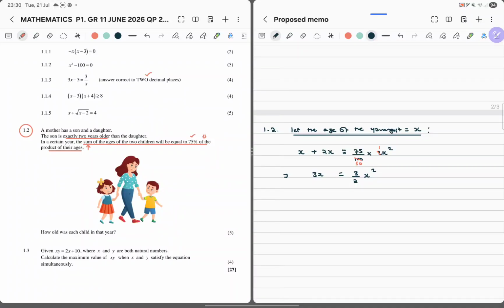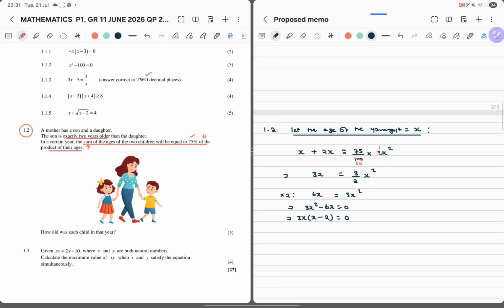Now we cross multiply the 2 and move everything around. So if we multiply by 2, what do we get? 6x is equal to 3x squared. Move everything to one side. We know that we've got 3x squared minus 6x equal to 0. We take out the highest common factor. We end up with 3x into x minus 2 equal to 0.